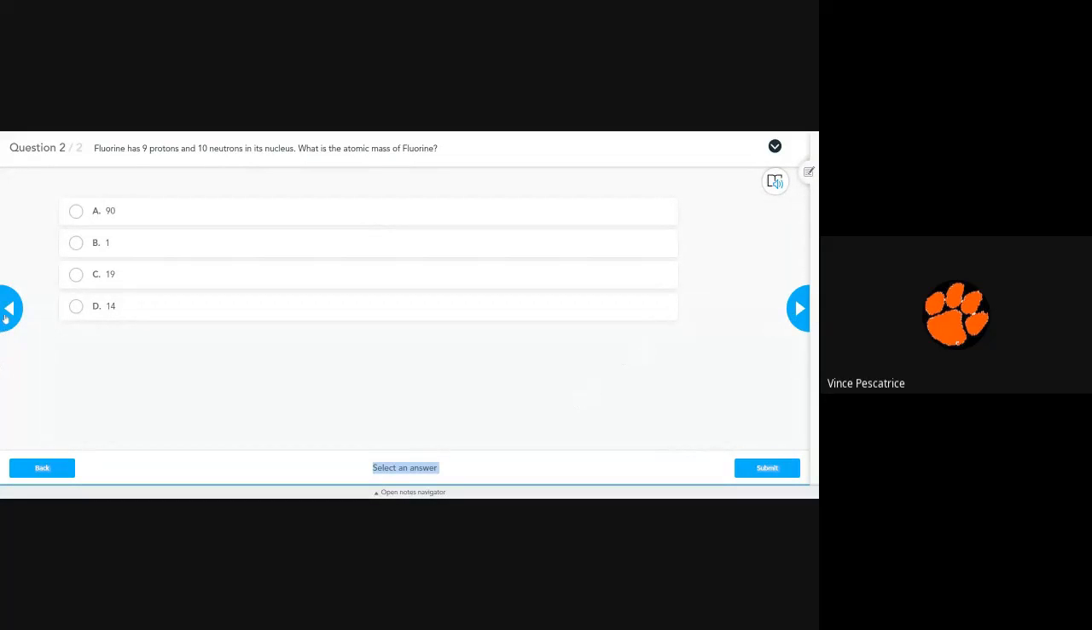All right, next up, I said that you need to know the protons plus the neutrons is equal to the atomic mass. So if you have 9 protons and 10 neutrons, what's the mass of fluorine? Now you can answer B for the second question. If you have 9 protons and 10 neutrons, what is the atomic mass?